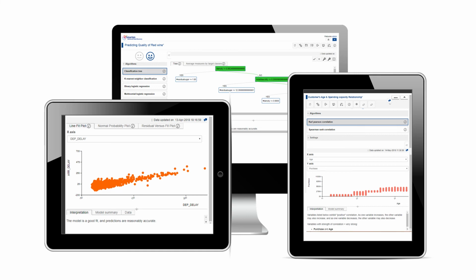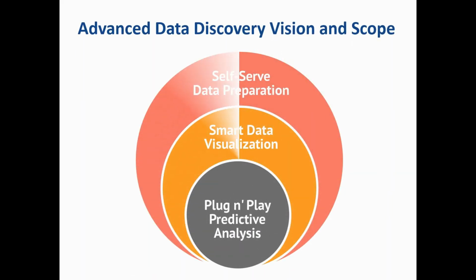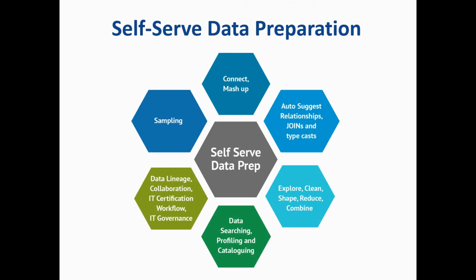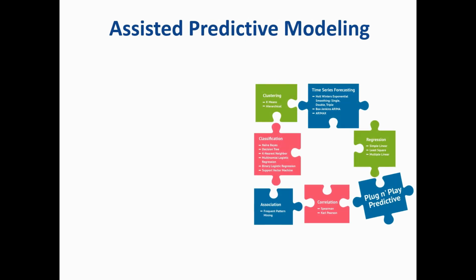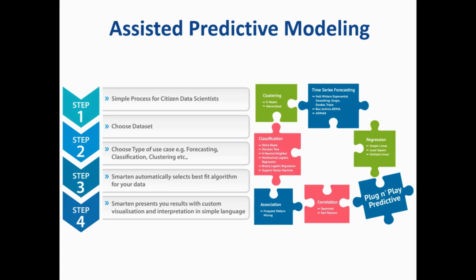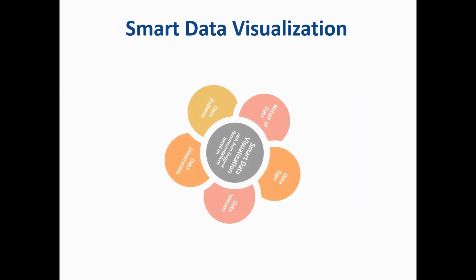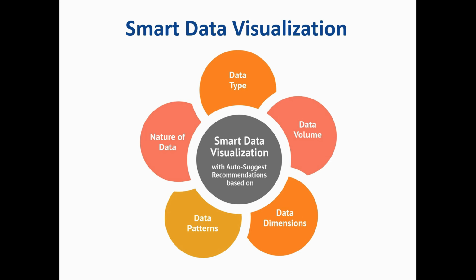The Smarten Augmented Analytics Suite is comprised of a number of primary functions, including self-serve data preparation, smart data visualization, and assisted predictive modeling, or plug-and-play predictive analysis. With self-serve data prep, you can connect to various data sources and mash up data, enjoy auto-suggestions to identify relationships, joins and typecasts, and other opportunities for data transformation and cleansing.